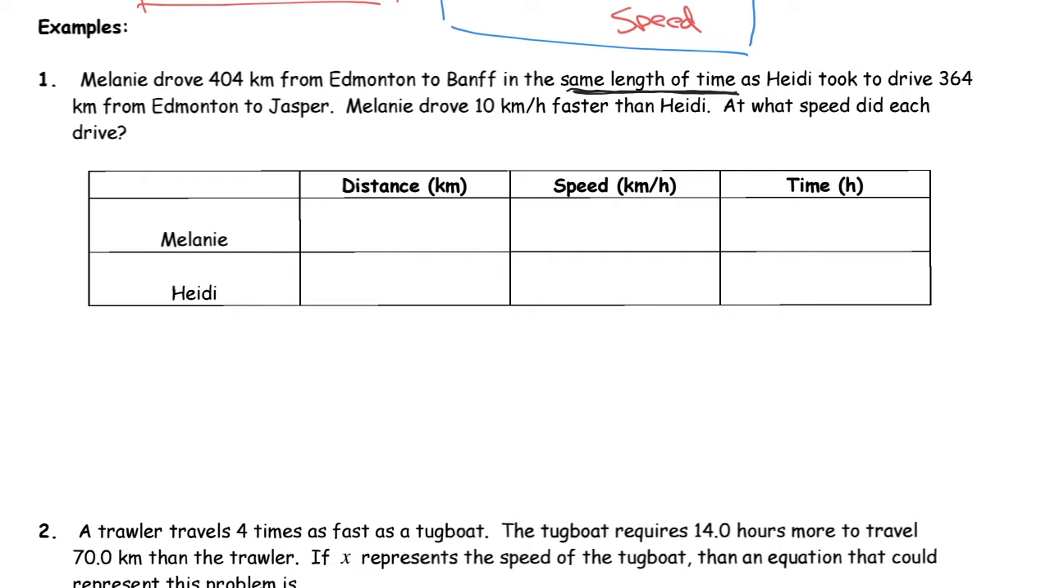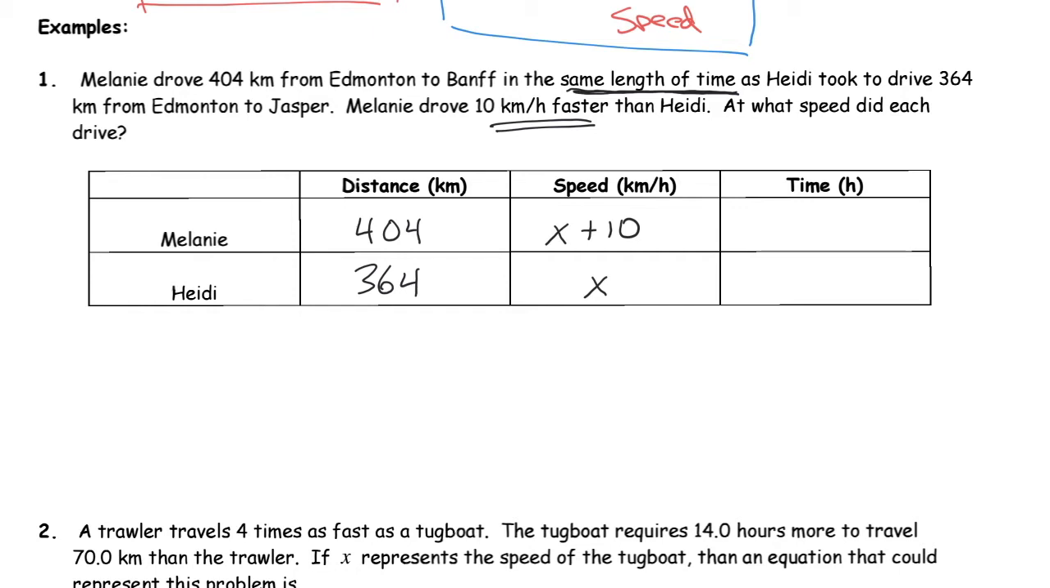Okay, so here we go. We know that Melanie drove 404 kilometers. That's what this chart is about here, just structuring these numbers. And Heidi drove 364 kilometers. Now, I don't know how fast either of them drove, but I do know that Melanie drove faster. So however fast Heidi drove, let's call that X, Melanie drove X plus 10 kilometers per hour. So we're just going to add here.